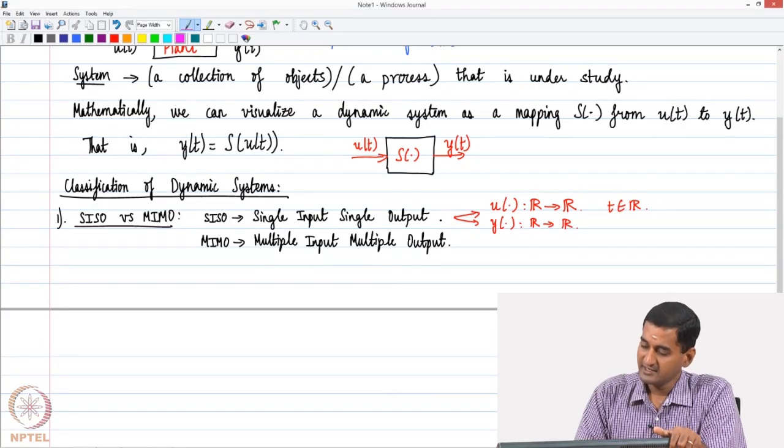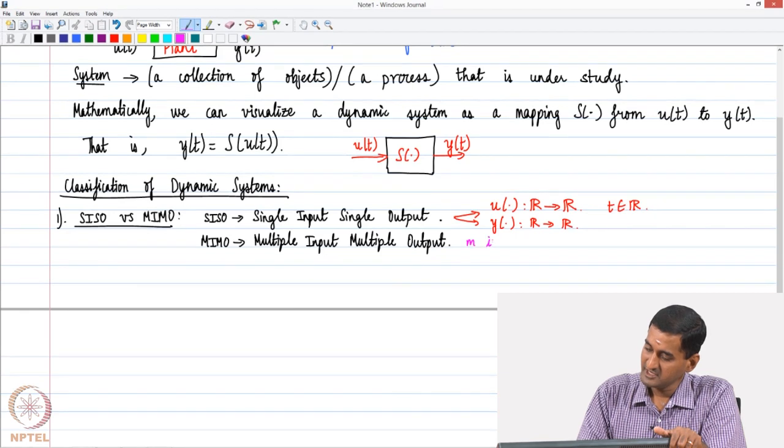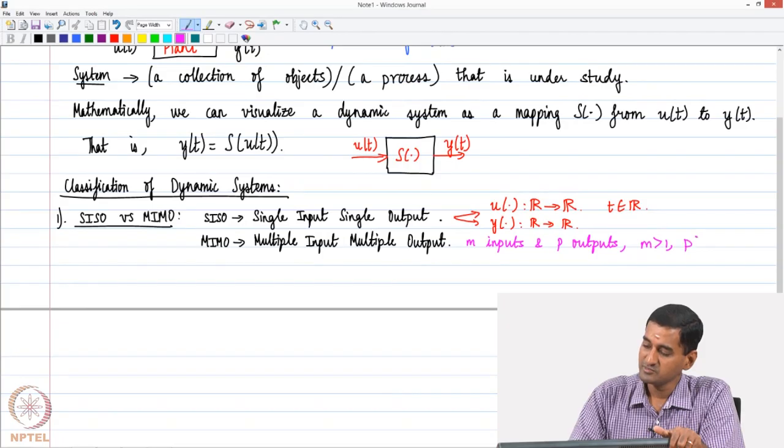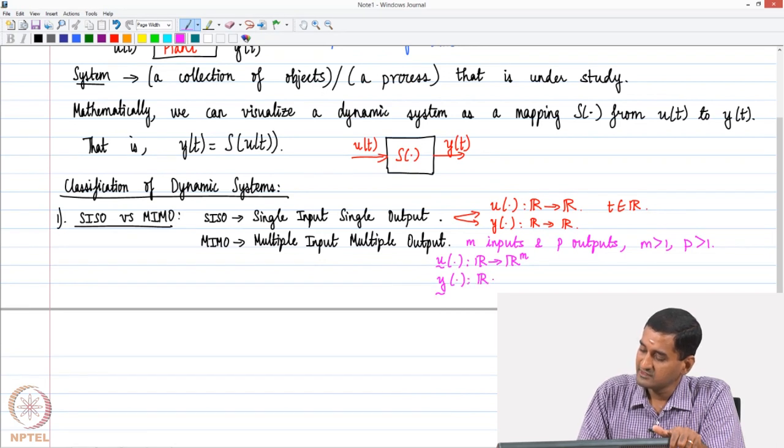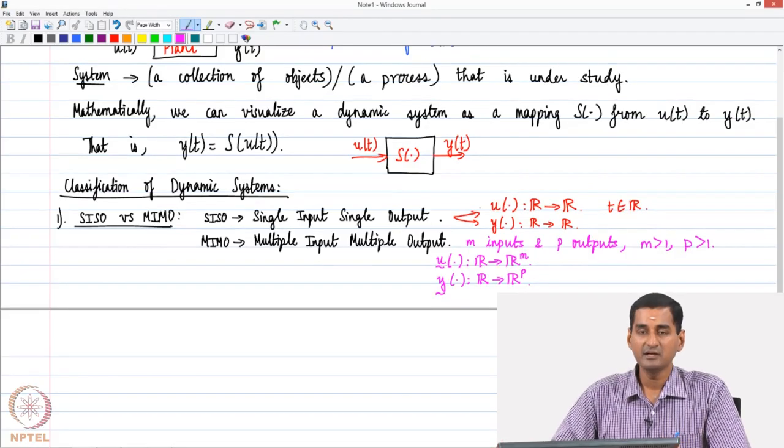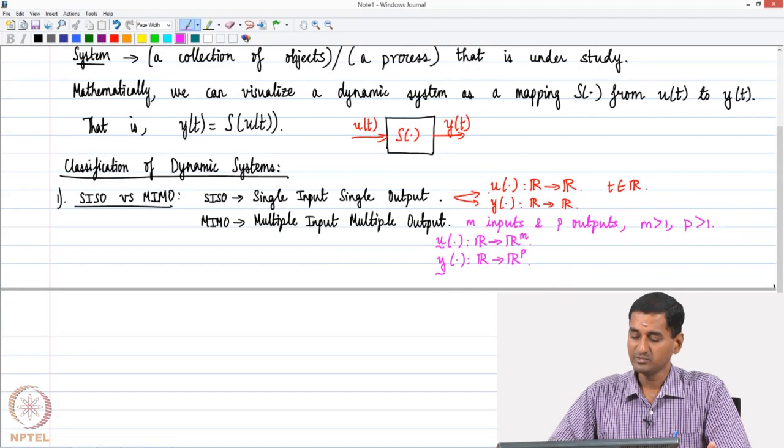On the other hand, let us say we have m inputs and p outputs, with m being greater than 1 and p also being greater than 1. What is going to happen is that our input would be a vector valued function which will take time and map it to a vector of dimension m. Similarly, the output would be a vector valued function of time which will map it to a vector of dimension p. So, that will be a scenario of a multiple input multiple output system.